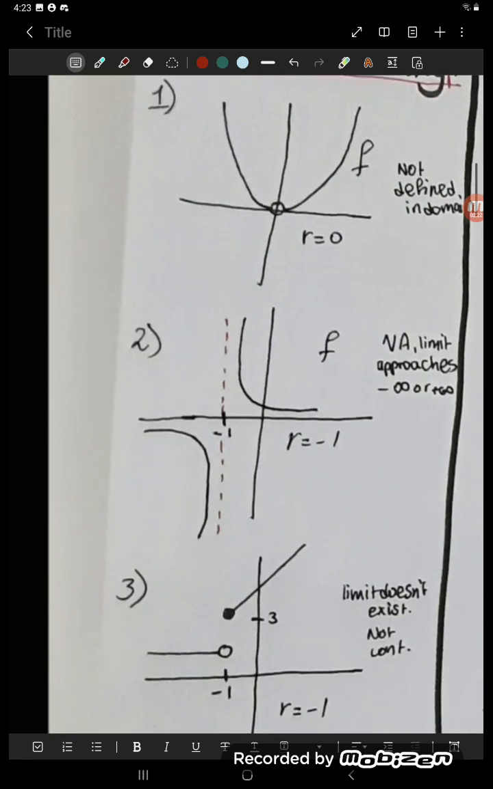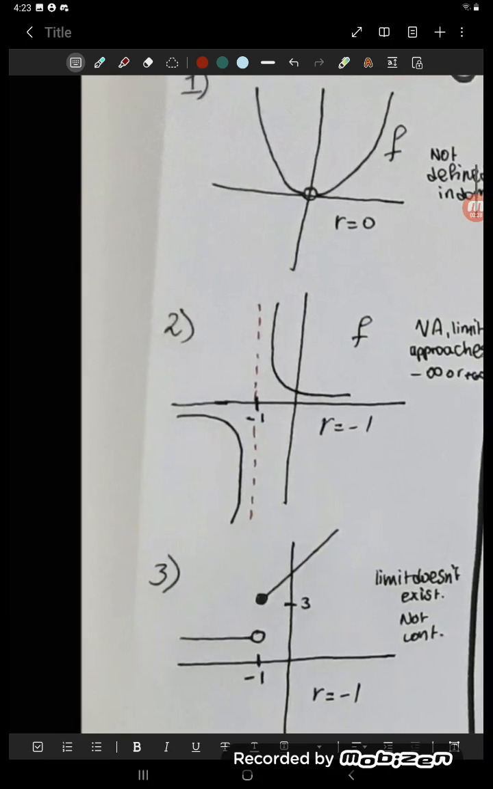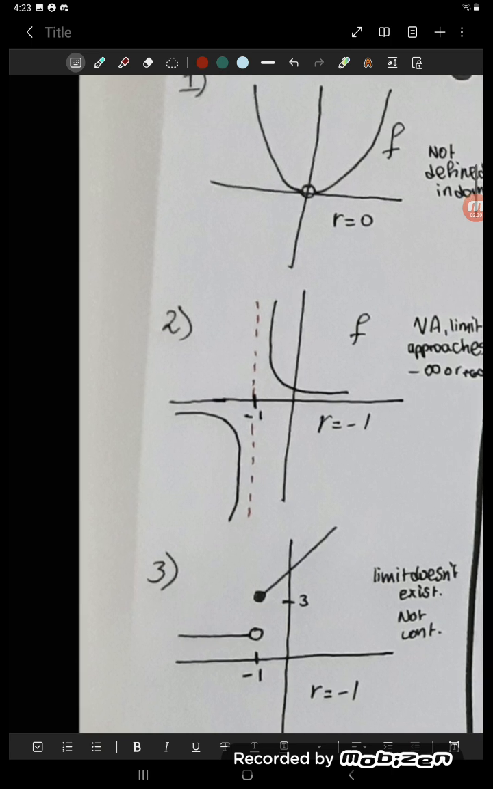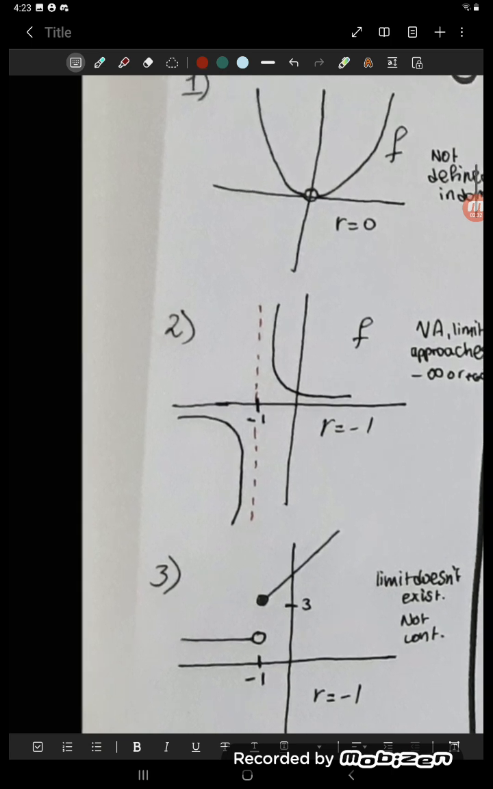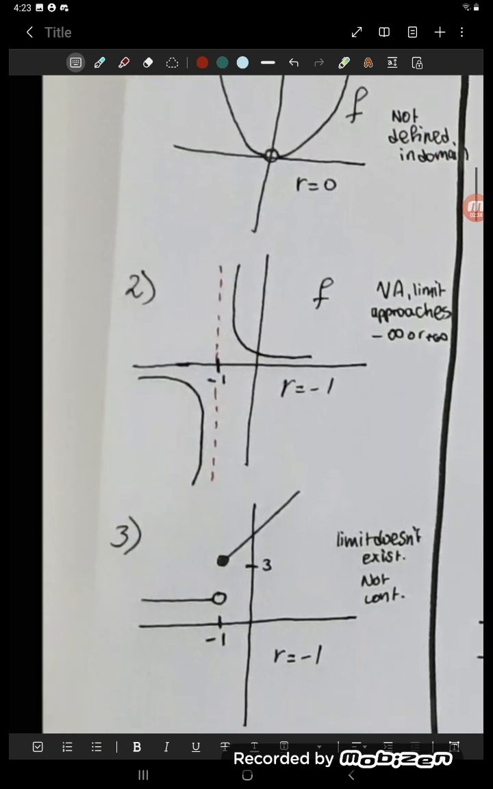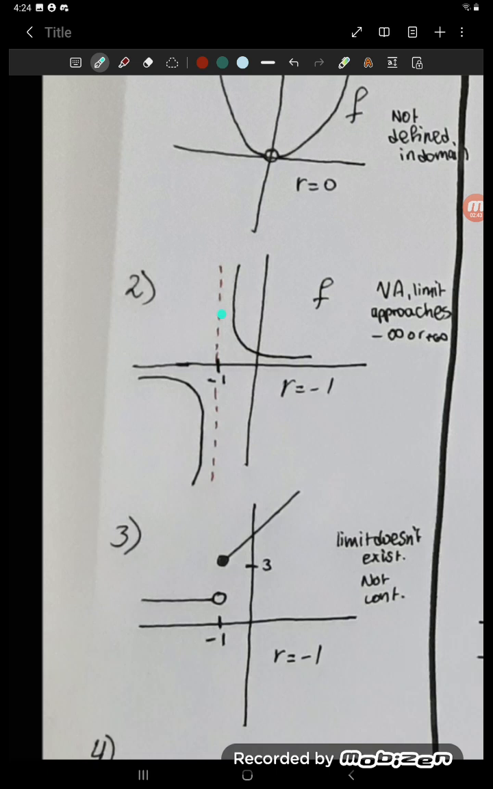And look at this, we have a vertical asymptote. The limits approach different values. On the left side of -1, we're approaching negative infinity. On the right side, we're approaching positive infinity. So obviously there's a vertical asymptote. It's still not in the domain, and the limit does not exist. Even if the function was defined at -1, it would still not be continuous, because the limit does not exist.